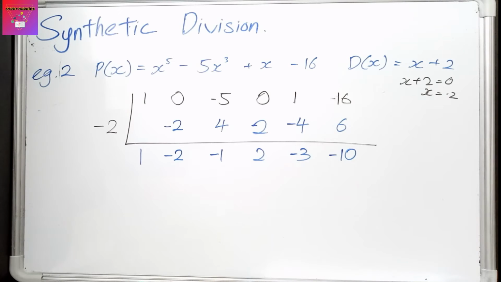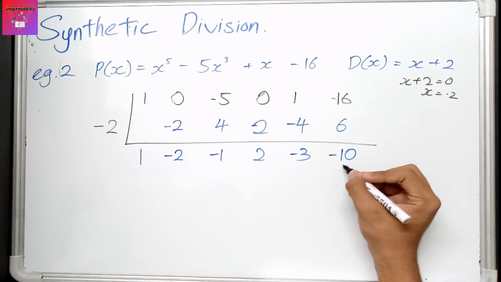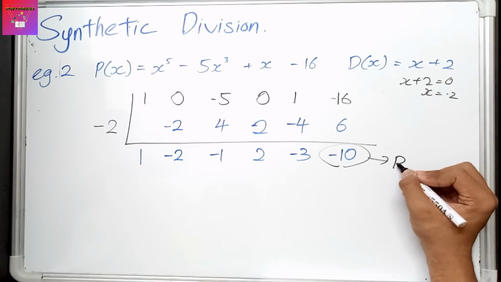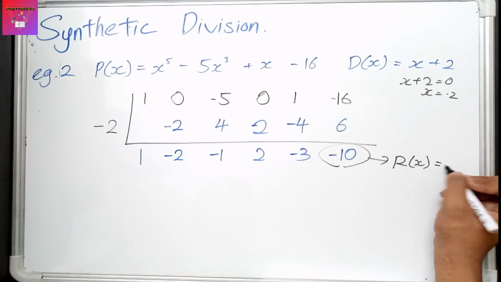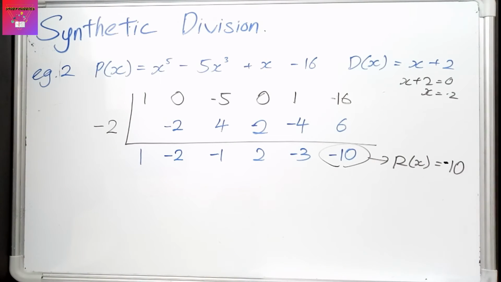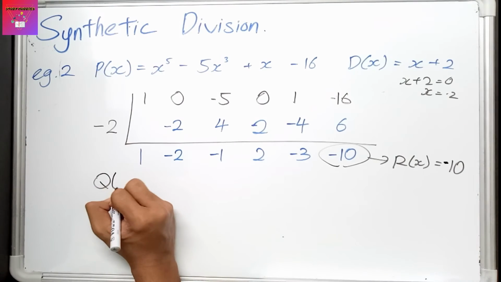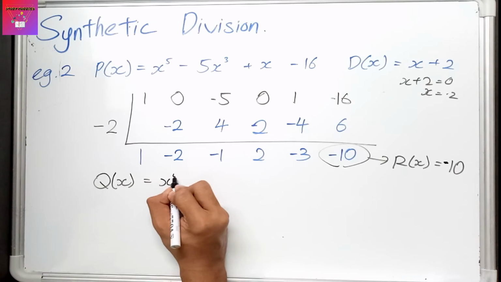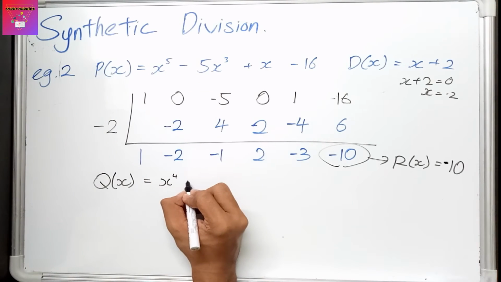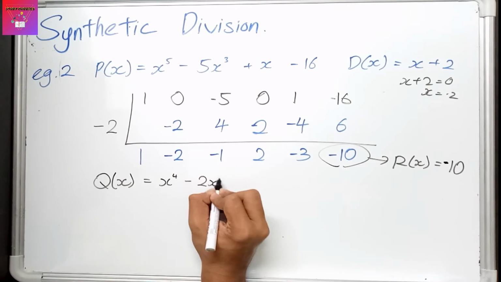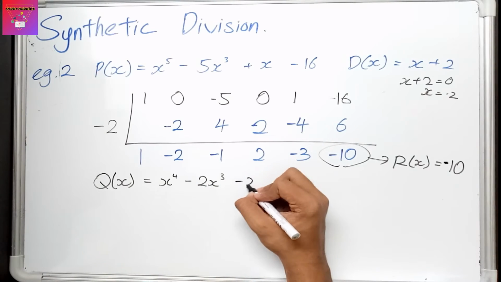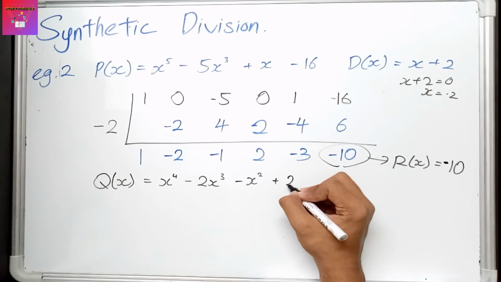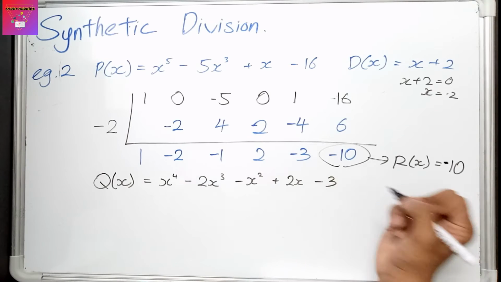As mentioned before, this number is our remainder, so therefore our r(x) is going to be equal to negative 10. And for our q(x), it is going to be x to the power of 4, because this is a power 5, minus 2x to the power of 3 minus x squared plus 2x minus 3.